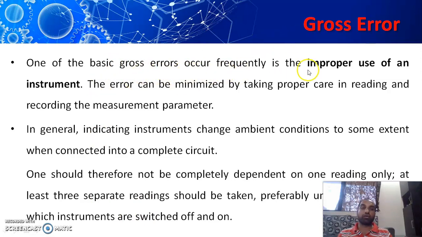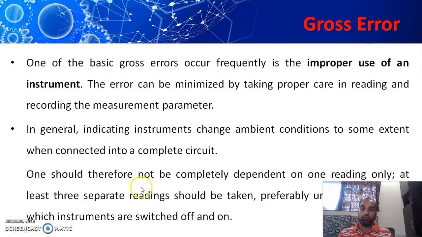Frequently, gross error occurs due to the improper use of the instrument. That is the main problem. So this error can be minimized by taking proper care in reading and recording the measurement parameters. In general, indicating instruments change the ambient conditions to some extent when connected into a complete circuit. Because of the change in ambient conditions, the instrument can give a different value, and because of that, these errors are introduced in that measurement.